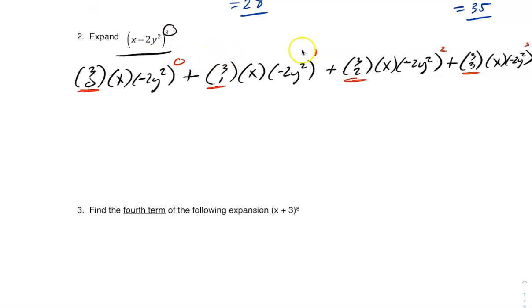And then these two powers here, the power you don't see and this power there, have to add up to be the top number, so in this case, 3. So it'll be 1 and a 2, 0 and a 3, 2 and a 1, and a 3 and a 0. Then all we have to do is simplify this.